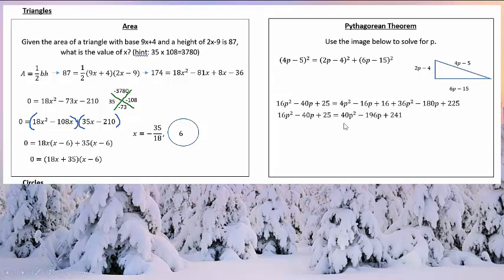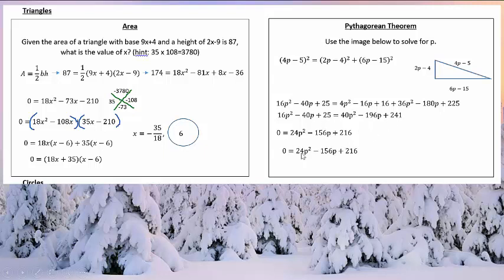And then we just want to clean it up a bit. So I'm going to consolidate this right side down. I can consolidate my p squared terms into 40, my p terms into negative 196, and then 25 and 16 into 241. And because I'm going to need to factor, we do want one side to be 0. So we'll move the 16p squared over here to make 24. We'll move the 40 over here to make 156. And we'll move the 25.